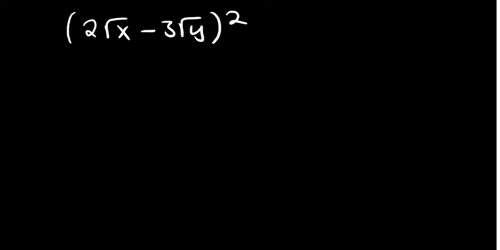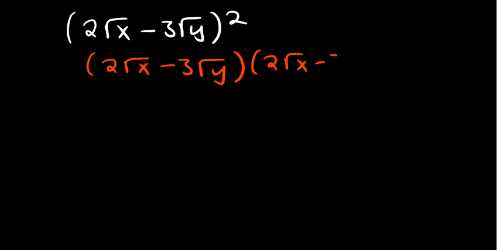Let's look at another question where we have 2 root of x minus 3 root of y squared. So that means that you have 2 root of x minus 3 root of y multiplied by 2 root of x minus 3 root of y. So let's try to do a multiplication there. This by that is going to be a 4. 2 times 2 is a 4.